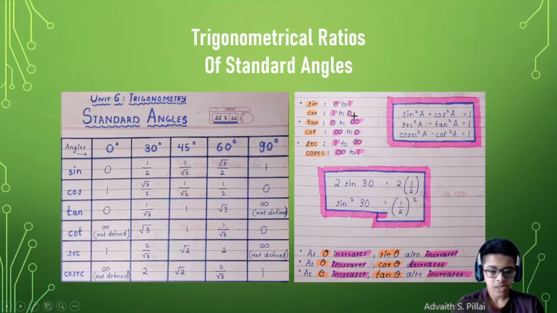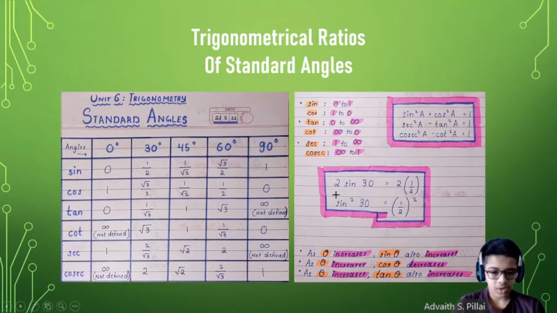Now there are some formulas to keep in mind. As we saw earlier, sine goes from 0 to 1, sine 0 is 0 and sine 90 is 1. Cos goes from 1 to 0, tan goes from 0 to infinite, cot goes from infinite to 0, sec goes from 1 to infinite, and cosec goes from infinite to 1.